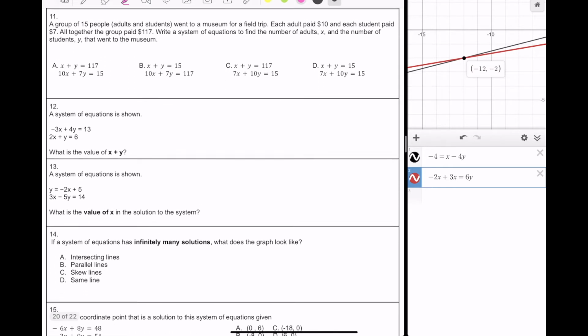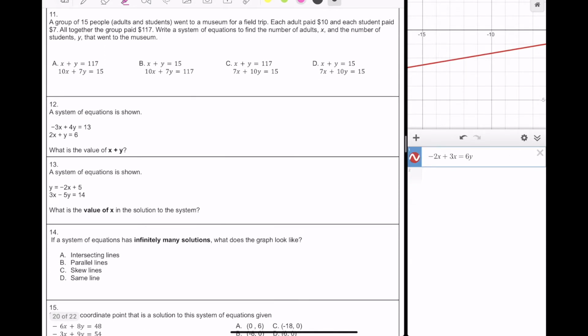Number 11, a group of 15 people, adults and students, went to a museum for a field trip. Each adult paid $10 and each student paid $7. Altogether, the group paid $117. Write a system of equations to find the number of adults, x, and the number of students, y, that went to the museum. Okay, so what we know is everything that's already given to us. What we need is to write a system of equations. So that's really all we need to do for this one.